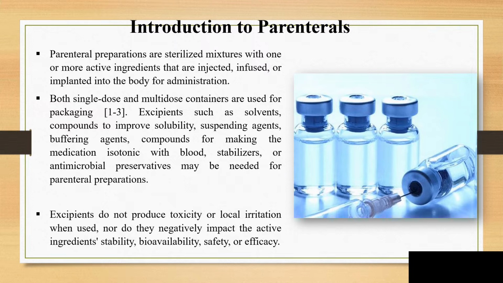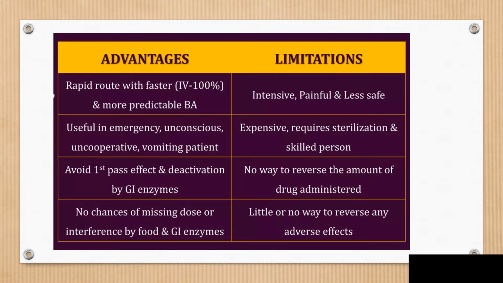Parenterals basically include a large number of excipients, which include solvents that are mainly responsible for enhancing solubility, suspending agents, buffering agents, along with compounds for making the medications isotonic with blood. Stabilizers and antimicrobial preservatives may also be needed for different parenteral productions. These excipients should not cause any local irritation or any negative impact on the bioavailability, safety, or efficacy of those parenterals.